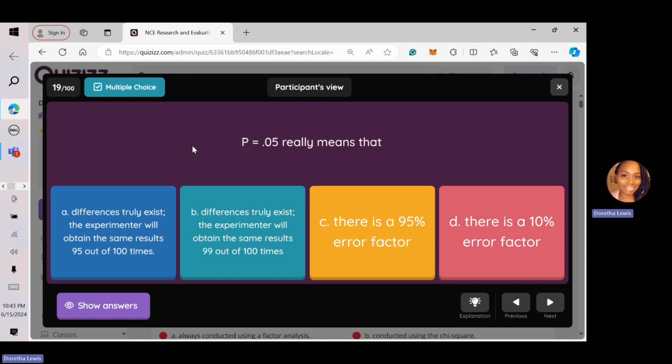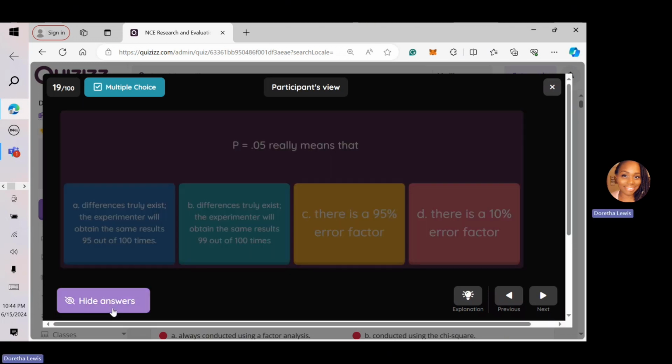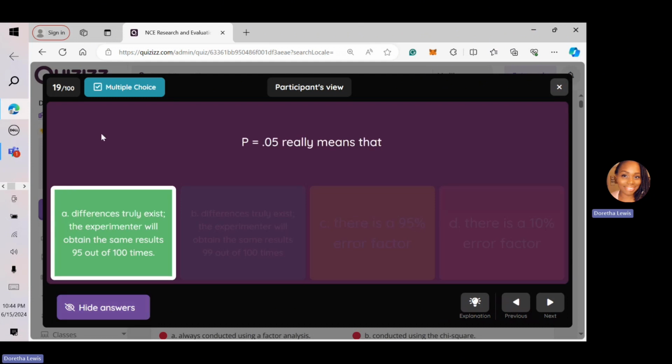Okay, so P equal 0.5 really means that is it A, B, C, or D? So you have time to read it. Make sure you pause if you need to. So let's get to the answer. I'm hoping you chose A, right?